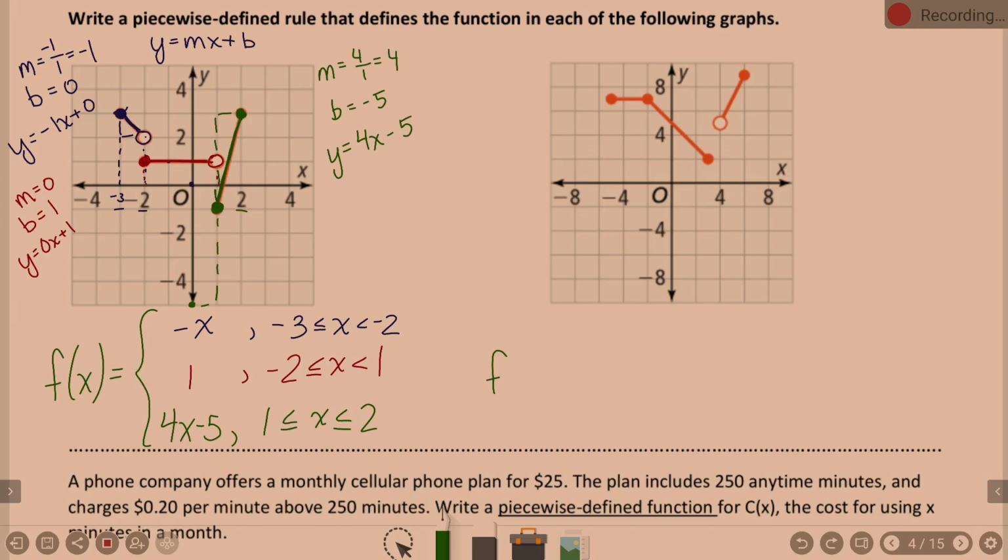I'm going to set up f of x equals, and in Savas it'll always say f of x equals, and it'll have the braces here, and it'll have the boxes to fill in. What mistake did I make?